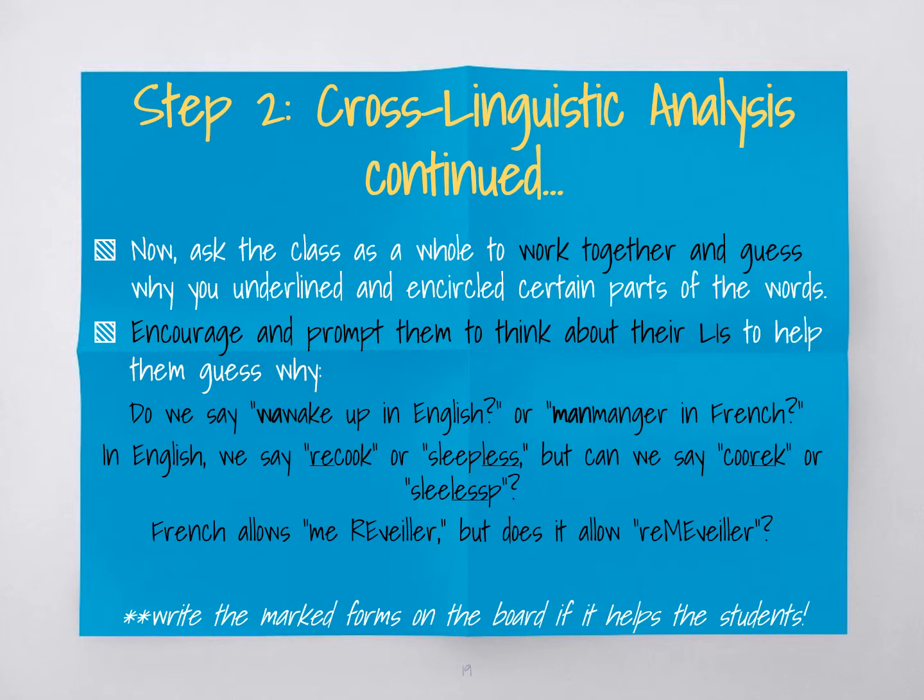Now, ask the class as a whole to work together and guess why you underlined and encircled certain parts of the words. Encourage and prompt them to think about their first languages and any other second languages that they know to help them guess why. For example, you can ask the following questions. Do we say "we wake up" in English, or "manger" in French? Or in English, we say "we cook," or "we cook cook"? But can we say that correctly? French allows "me réveiller," but does it allow "reméveiller"?